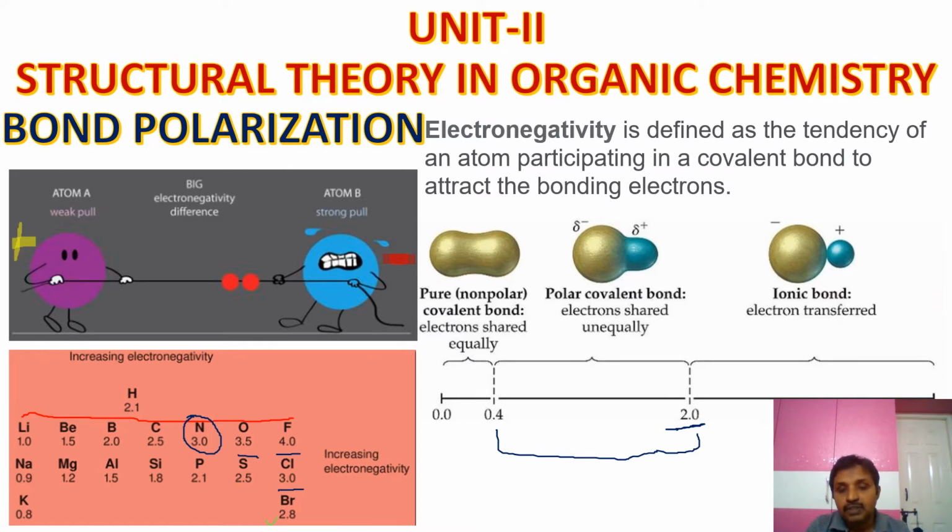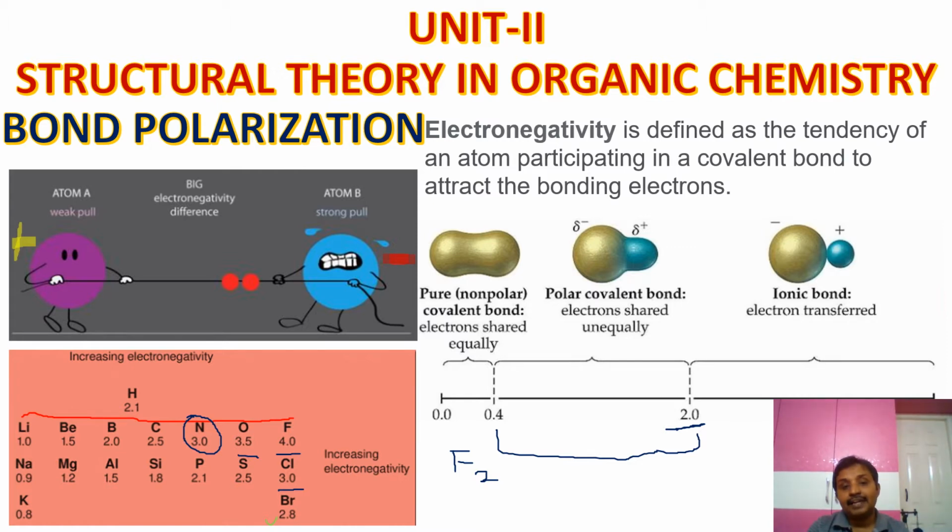Whenever it ranges between 0.4 and 2.0, it is a polar covalent bond. And if the electronegativity difference is from 0 to 0.4, then it is a pure covalent bond. Let us have one example: a homonuclear molecule such as F2. In the F2 molecule, both the atoms have the same electronegativity.